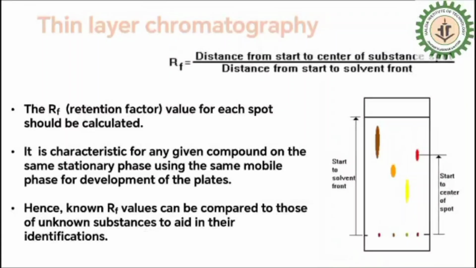The retention factor value for each spot should be calculated, and it is characteristic for any given compound on the same stationary phase and the same mobile phase for the development of plates. Therefore, for a set of stationary phase and mobile phase, different solutes will have different RF values, and they can be compared with each other to finally determine the type of the solute present in the final TLC plate. Here you can see how we can determine the RF value for each solute.